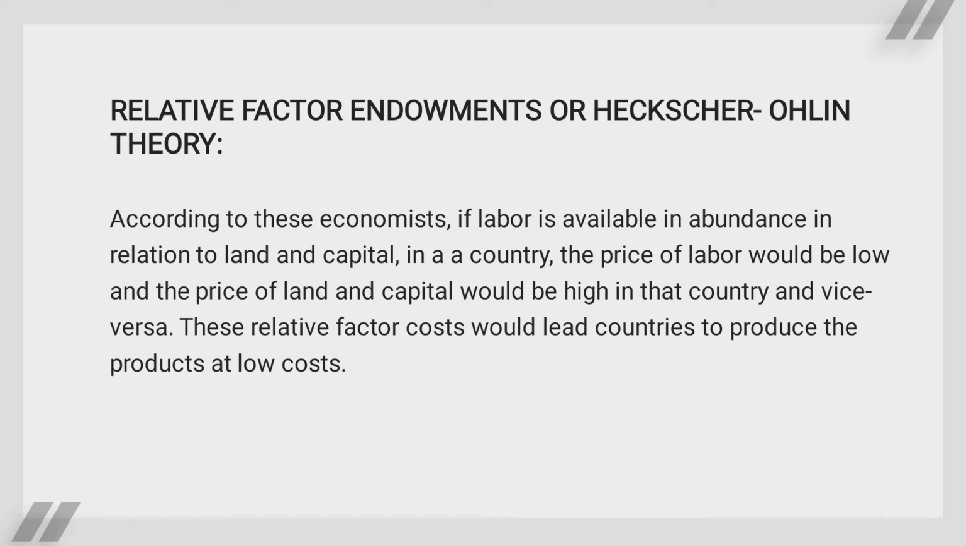Relative factor endowment, or Heckscher-Ohlin theory. According to this economic theory, if labor is available in abundance in relation to land and capital in a country, the price of labor will be low and the price of land and capital will be high in that country, and vice versa. This relative factor cost would lead countries to produce the product at low cost.